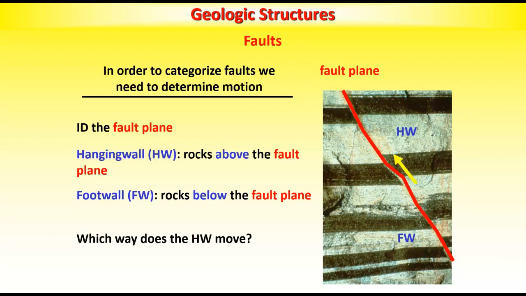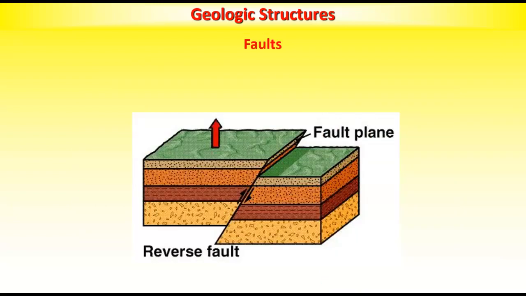So in order to differentiate between the two different types of faults that we can identify from a side view, cross-section view, when the hanging wall goes up, we're going to call this a reverse fault. And when the hanging wall goes down, we're going to call it a normal fault. These are the two different types of faults that we want to identify when we're looking at a cross-section view.